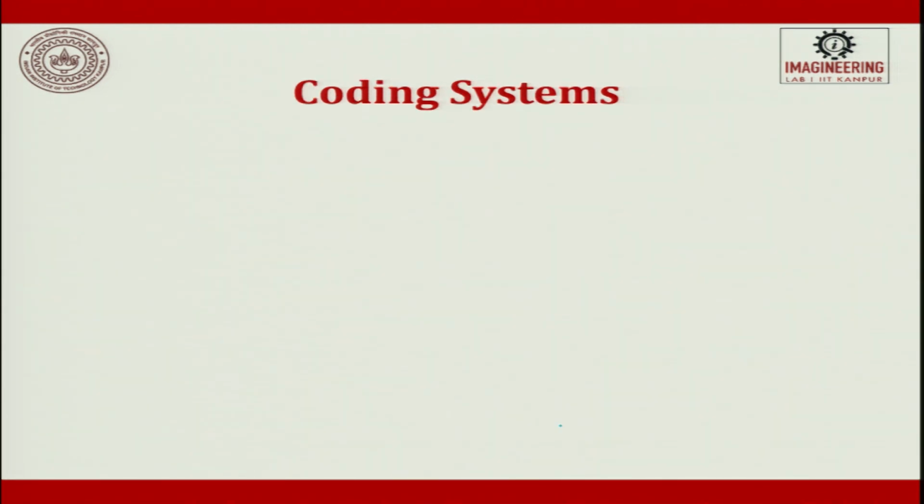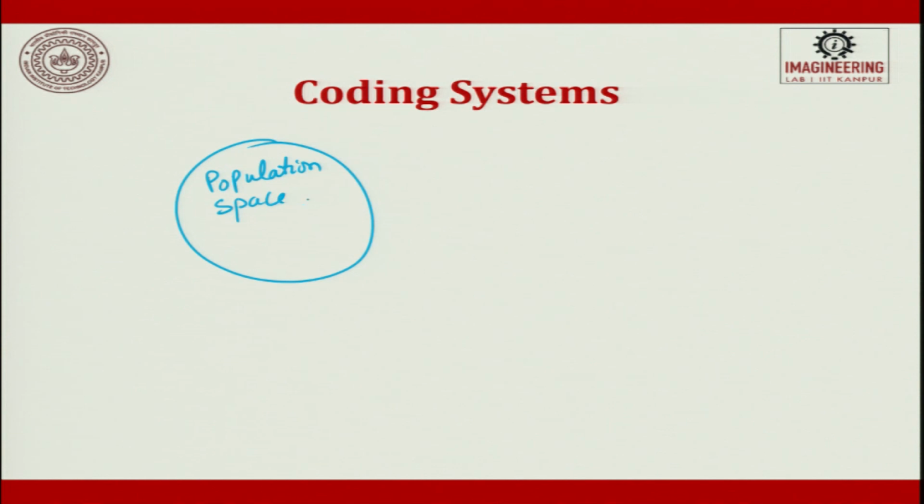So, let us try to understand the coding system. How does it happen? You will have a population space, which is P, and then you will have a code space.